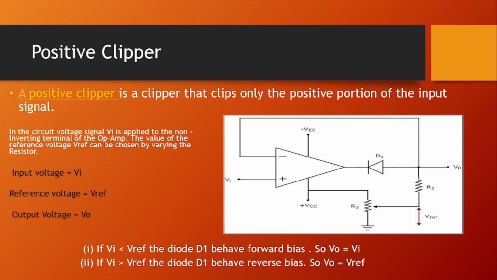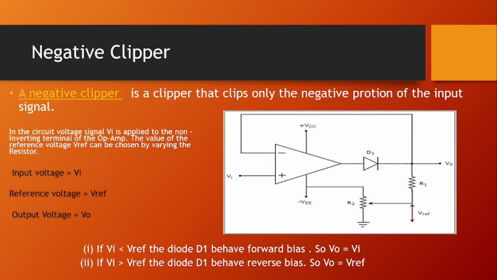First, if the input voltage is less than the reference voltage, the diode D1 behaves forward bias, so Vo is equal to Vi. The next case is if Vi is greater than Vref, the diode D1 behaves reverse bias, so Vo is equal to Vref. Next, please.